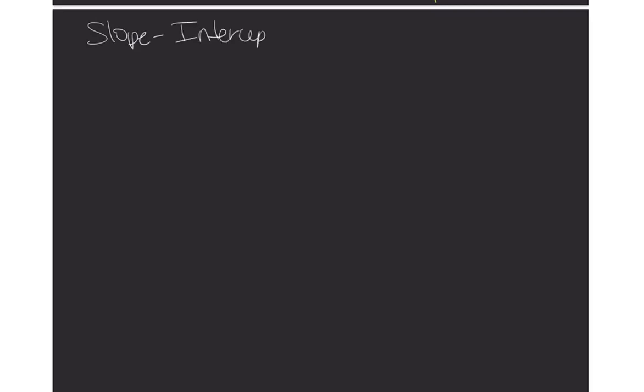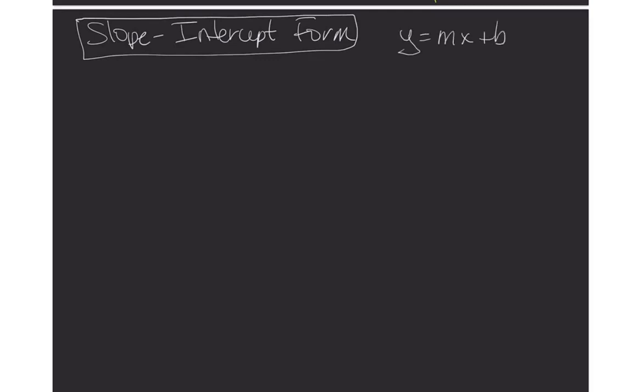All right. Slope-intercept form. We kind of just talked about slope-intercept form. y equals mx plus b. m is the slope. b is the y-intercept.